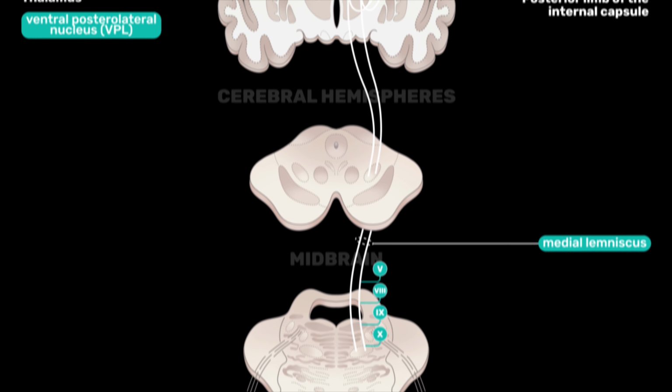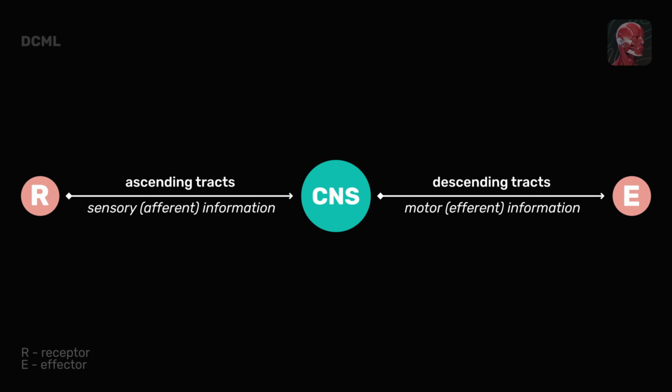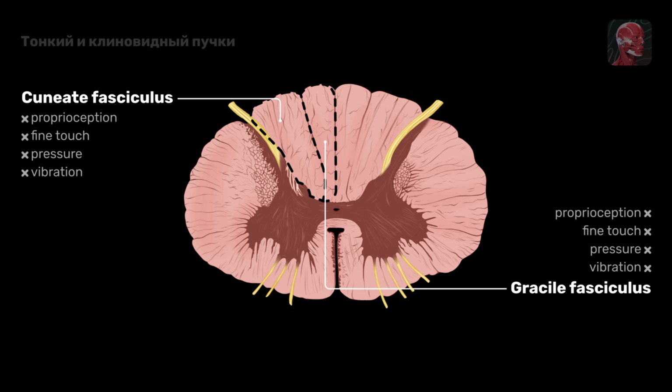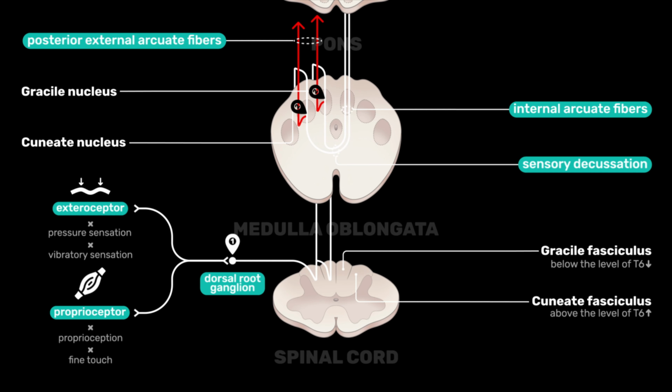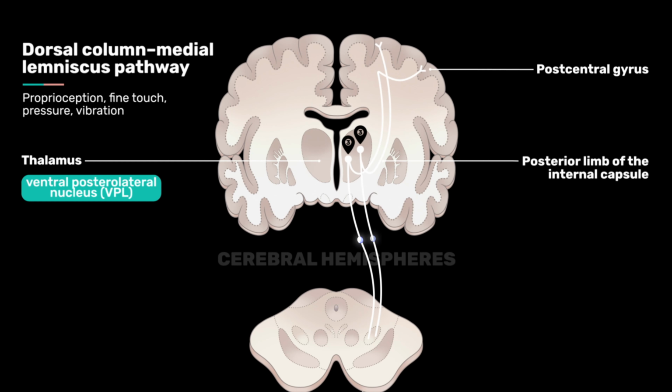Alright, here's a quick summary. The dorsal column medial lemniscus pathway is an ascending tract responsible for conducting proprioception, fine touch, pressure, and vibratory sensations. The nerve impulse passes through the following structures: receptors, first-order neuron in the spinal ganglion, posterior funiculus of the spinal cord, second-order neuron in the gracile and cuneate nuclei of the medulla oblongata, decussation, medial lemniscus, third-order neuron in the thalamus, posterior limb of the internal capsule, postcentral gyrus.